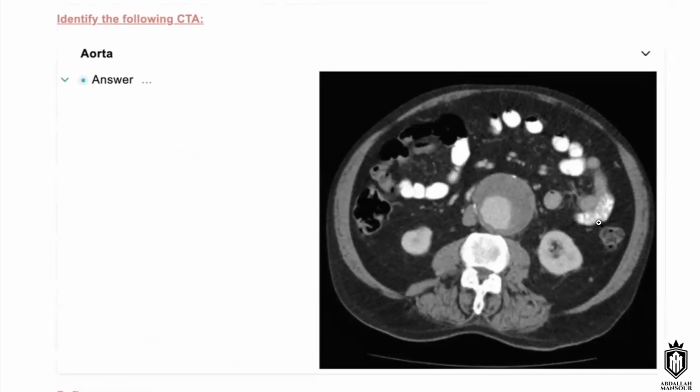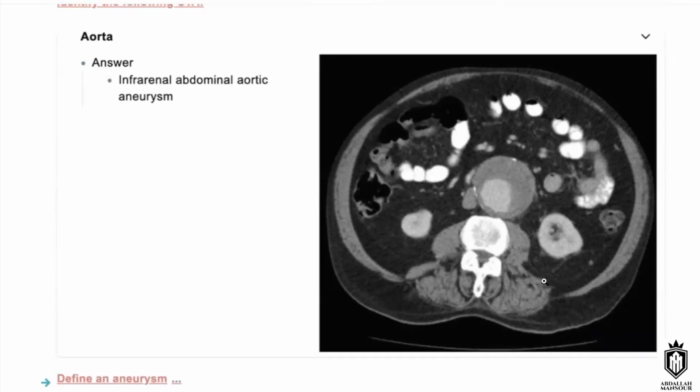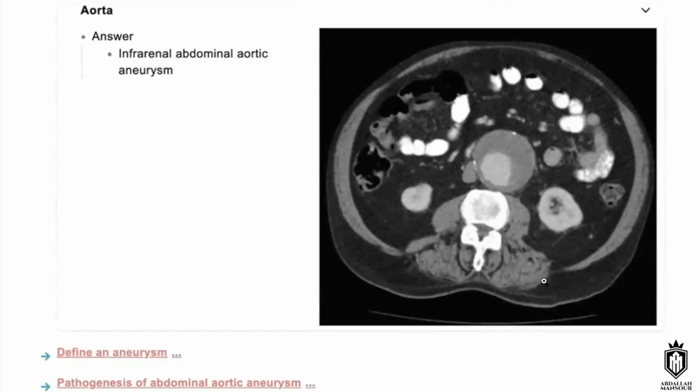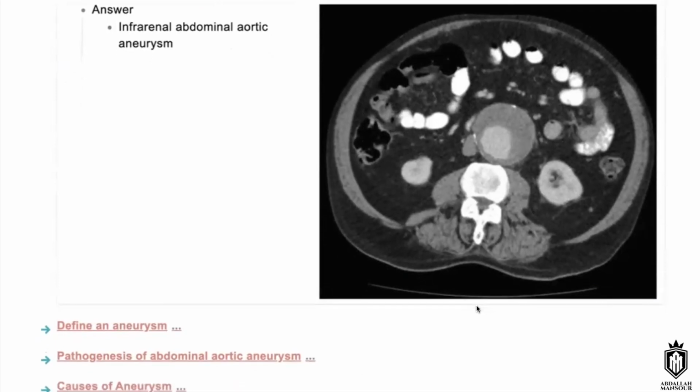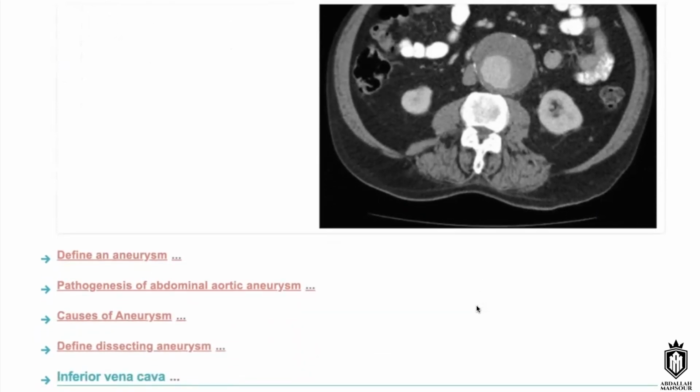There's an aortic aneurysm. Yeah, you want to say infrarenal because you can see the kidney here. Infrarenal abdominal aortic aneurysm, right? Also specify this is an abdominal aortic aneurysm, because obviously you have the thoracic aorta and the arch as well. Okay, what is an aneurysm then? It's abnormal localized dilatation of a blood vessel.